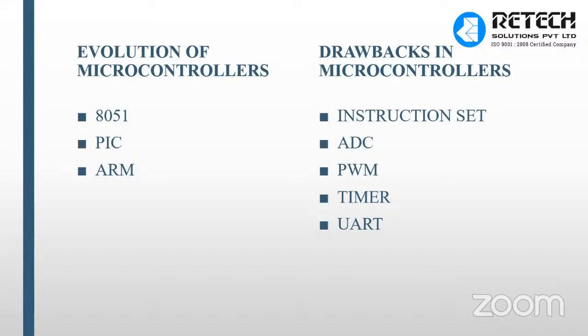PIC 16F877A is the famous microcontroller in the PIC family. The PIC family also has lots of microcontrollers, but the famous one is PIC 16F877A. That microcontroller has 5 ports: port A, port B, port C, port D, port E. Every port has 8 pins. Totally the PIC microcontroller has 40 pins.